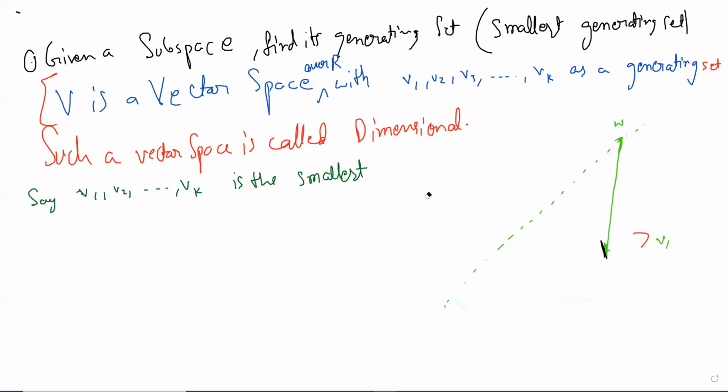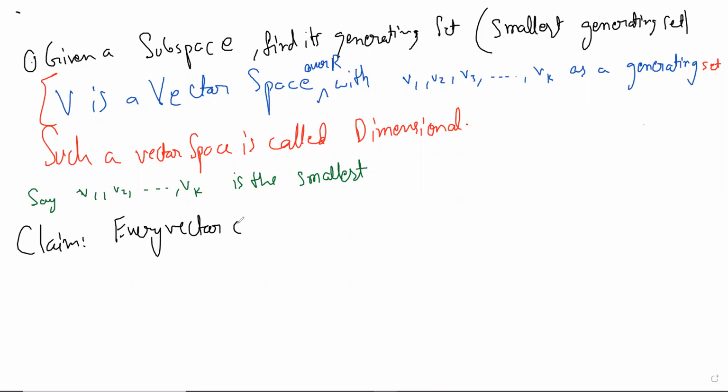But in general, can we prove that every vector can be uniquely represented? So that's a claim then. Claim: every vector will be uniquely generated. So let's prove this on the other side.